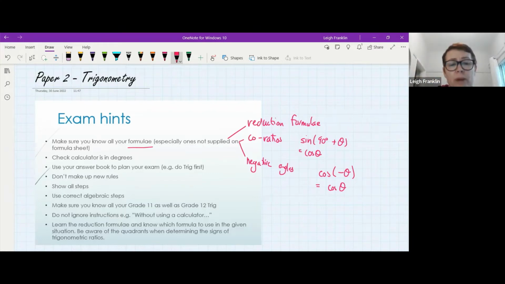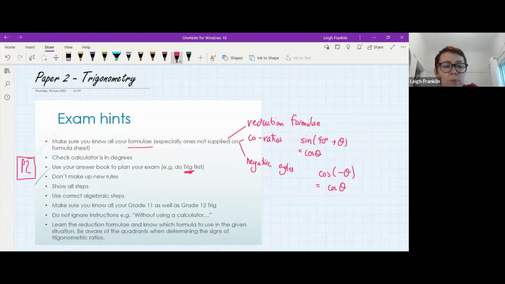Use your answer book to plan your exam. So for example, do the trig first. If we're talking specifically about paper 2, I think if I was you guys, I would get started on the stats questions first because those are the easiest. Then I would go and do trig. Then I would do analytical geometry, and I would leave the Euclidean for last, but it's up to you.